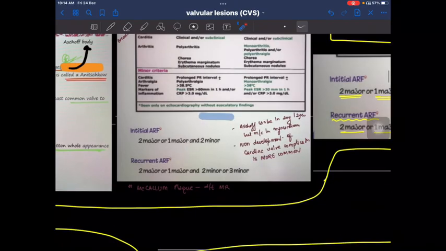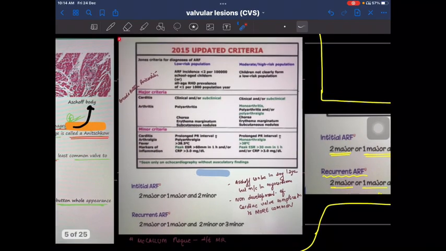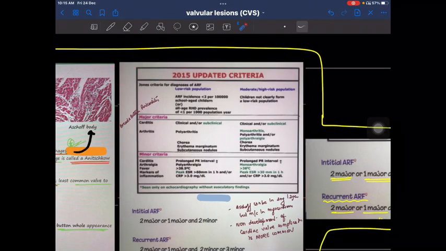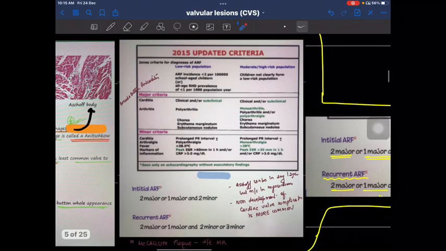So this is the updated criteria for rheumatic heart disease. All right. This is very, very important. Questions will be asked. And these are covered in your path also and also in the lecture for acute rheumatic fever. All right. So please go through this. I'm not covering it here.